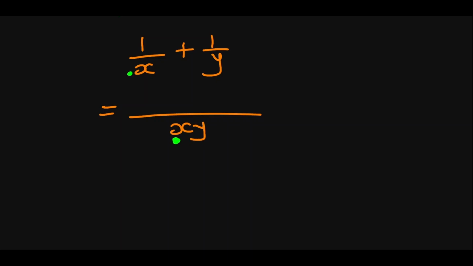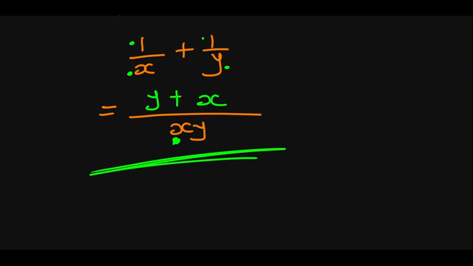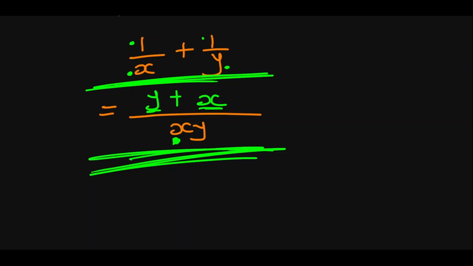xy divided by x gives us y. y times 1 is y, plus xy divided by y gives us x. x times 1 is x. This is where we will stop because we've gotten to that stage where y plus x we cannot add because they are unlike terms. So the answer becomes y plus x over xy. This is the same thing as this if you want them to have a common denominator. Otherwise, you just leave it the way it is, 1 over x plus 1 over y. This is also an appropriate answer that doesn't need simplification. But if you want one common denominator, then you have to use this as your answer.